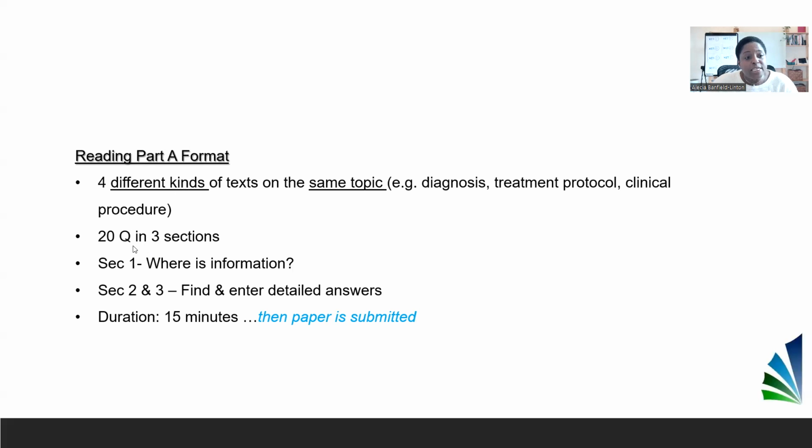There are 20 questions based on these 4 kinds of text, and they're divided into 3 sections, which you will see today. In section 1, it is very general, global: where would you find a specific kind of information? In sections 2 and 3, you find and enter detailed information that you find in the text. And it's a duration of 15 minutes that you have to do this. And then the paper is submitted.